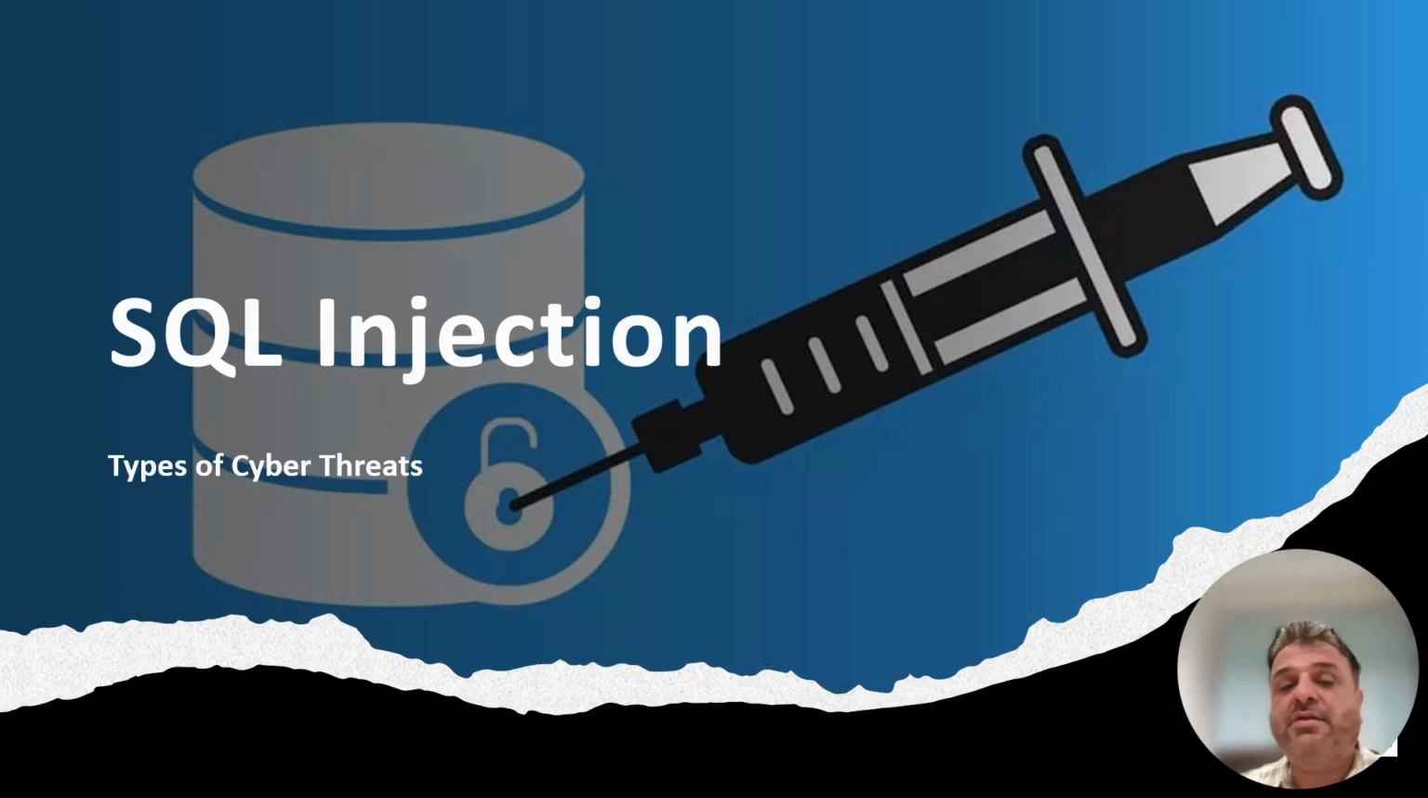Another type of threat is SQL injection. Attackers exploit a vulnerability in a database by injecting malicious SQL code, and the impact could be unauthorized data access, corruption, and deletion. For example, in 2014, Sony Pictures was attacked and confidential employee data was exposed.